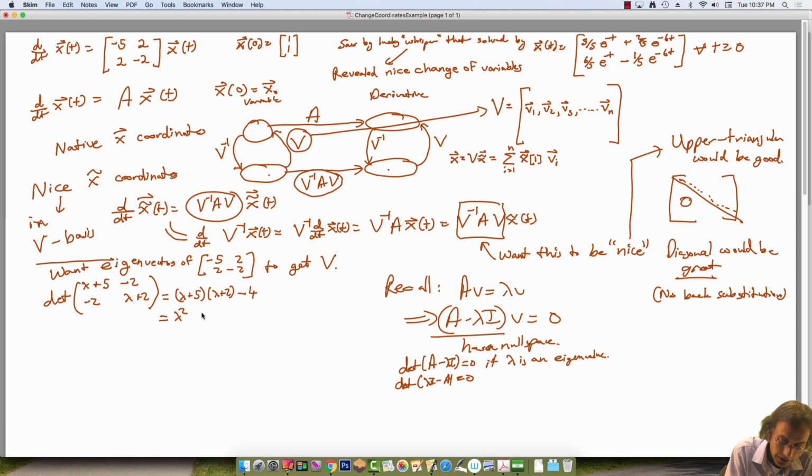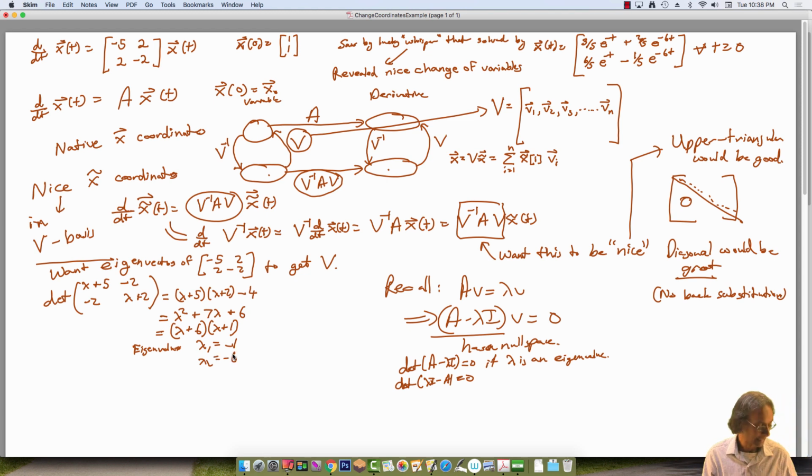So this is lambda squared plus 7 lambda, and here we have 10 minus 4, which is 6, plus 6. So this factors immediately into lambda plus 6 and lambda plus 1. So the eigenvalues: lambda 1 equals, let's pick one of them to be the first one, let's say -1, and lambda 2 equals -6. So far we've got the eigenvalues.